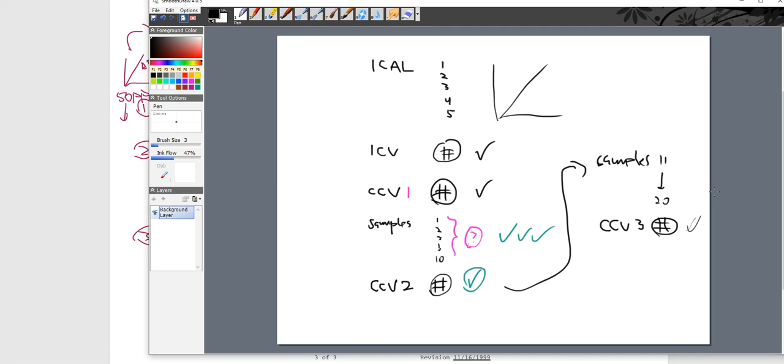But if CCV3 fails, and again, you know what I'm going to do, then I'm going to say, oh no! Because CCV number 3 failed. CCV 2 actually passed. So the beginnings of it worked, but something happened in the middle to make it lose control.